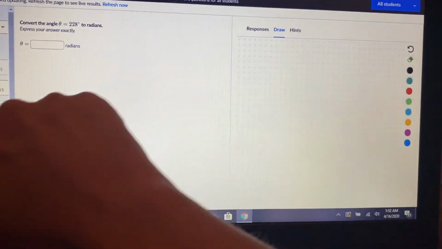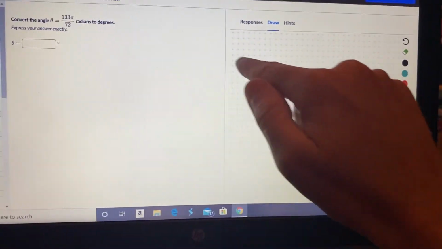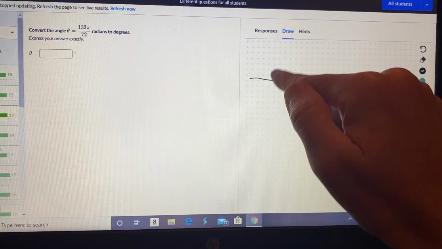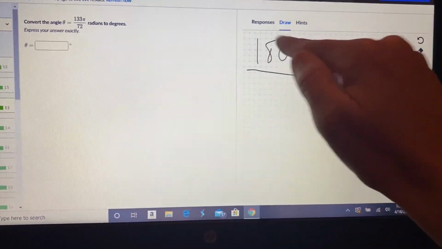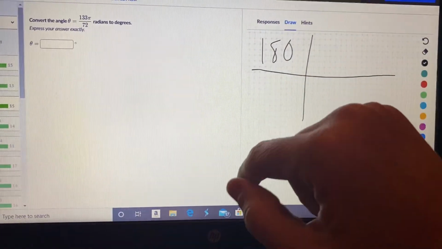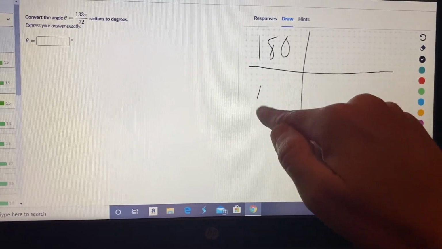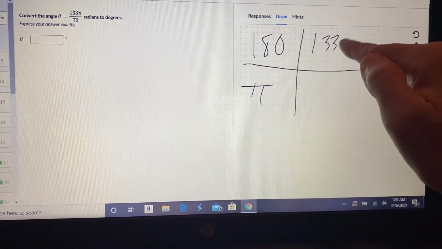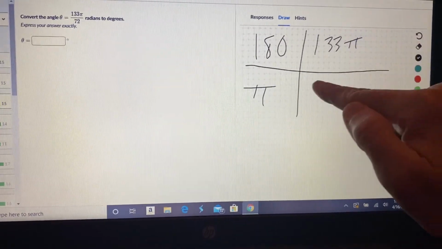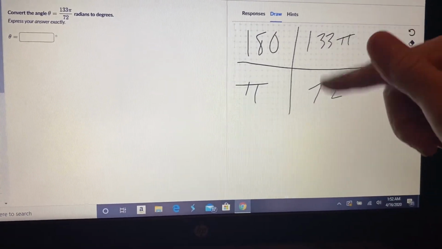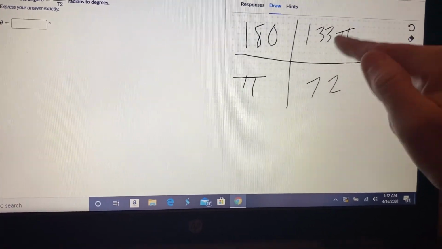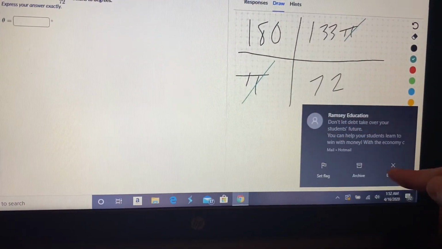I think the next one missed was going to degrees. So if I'm going to degrees, I need to start with 180 on top. So you always start on top with what you're going to. 180 goes to pi radians. Here I've got 133 pi over 72. And it doesn't even matter to move it down there because that's essentially what's going to happen. Notice the pi's are gone.